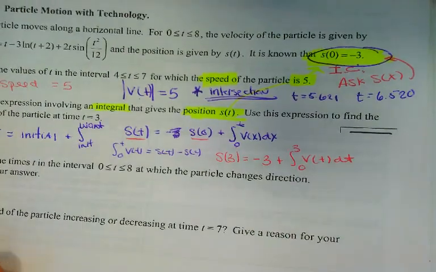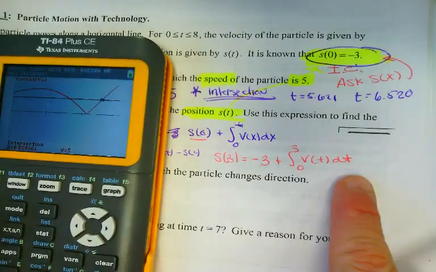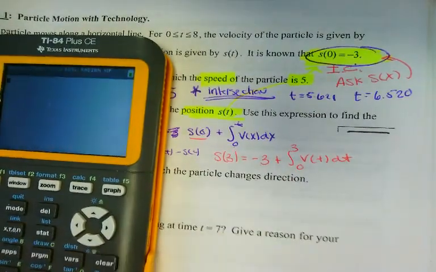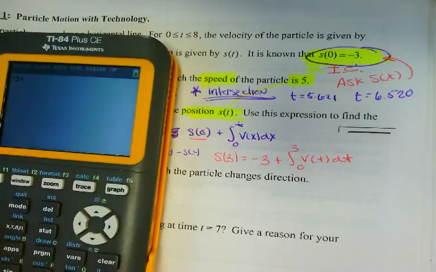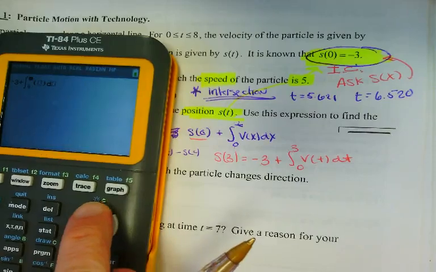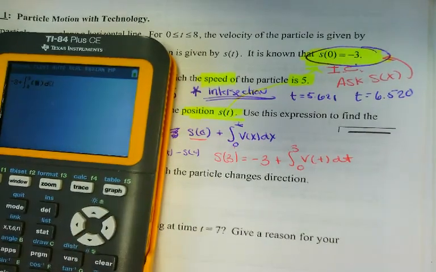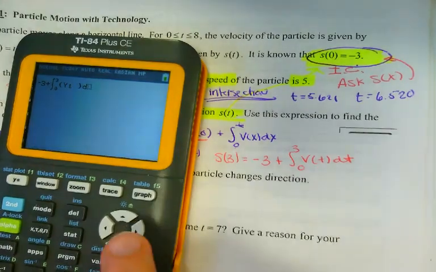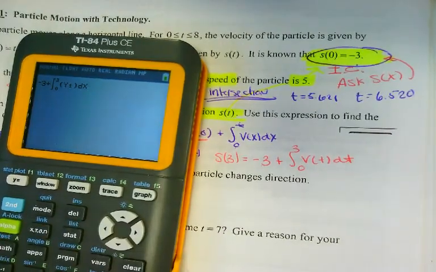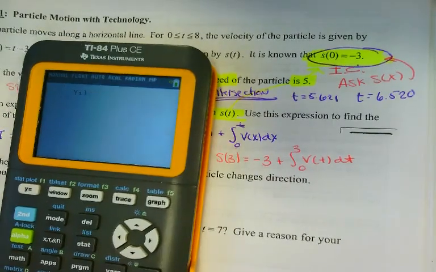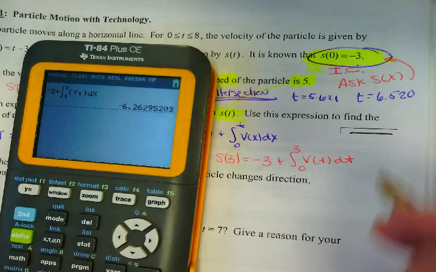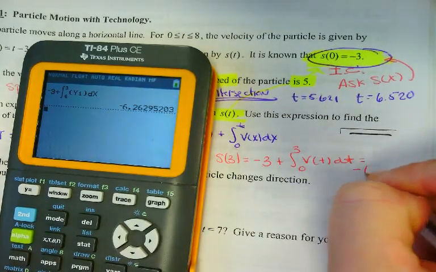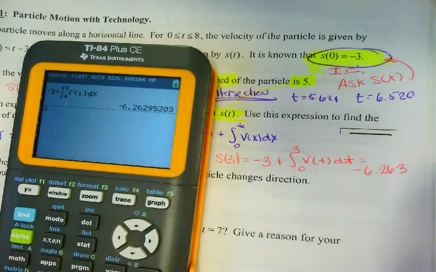And then I'm literally just going to type this in the calculator. I'm going to type this whole thing in just the way I see it. So -3 plus math 9 is the integral from 0 to 3. And again, we're not wasting our time. This is in y1, so we're pulling up alpha trace y1 of x. We don't want to retype things and waste the minute doing that. And I would say s of 3 equals negative 6.263.